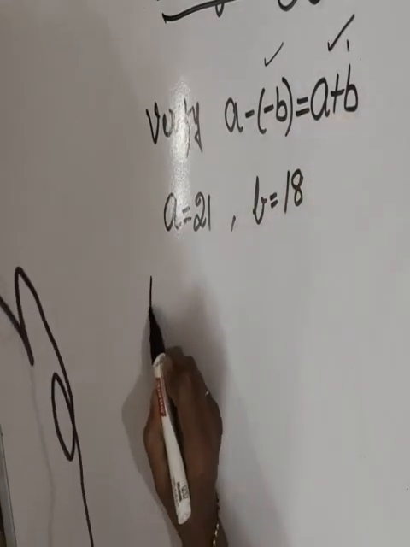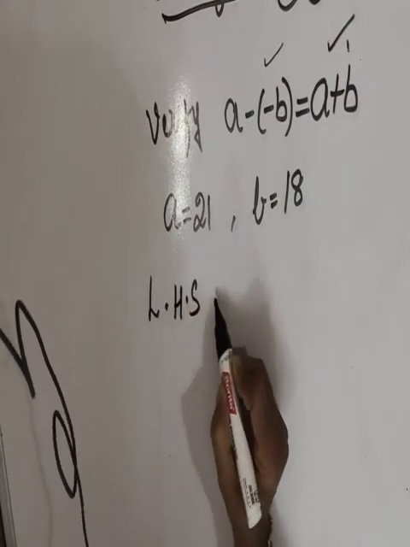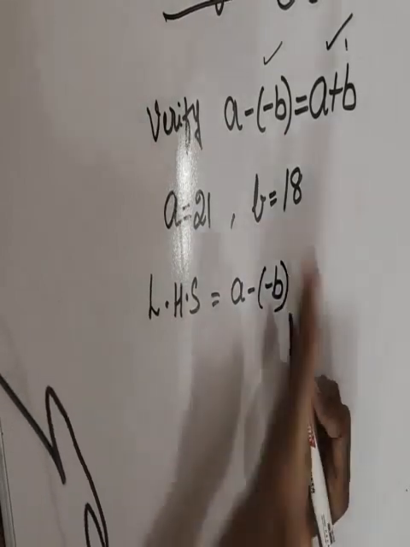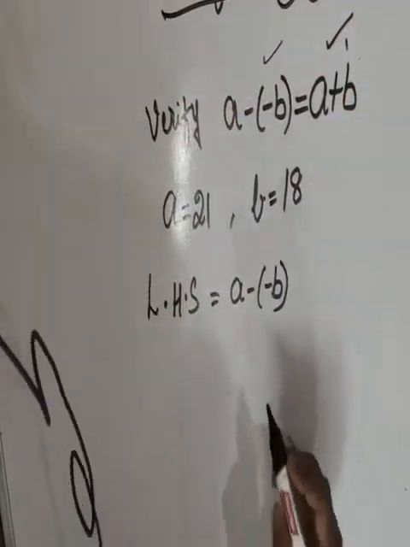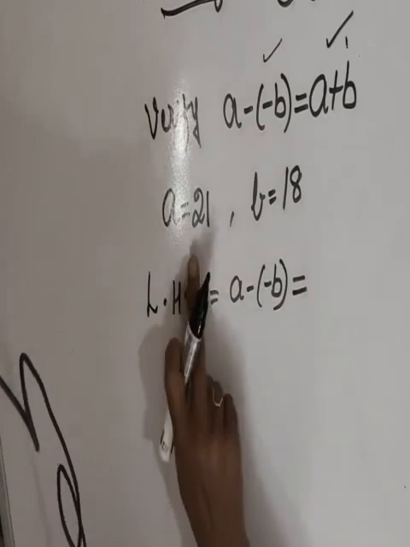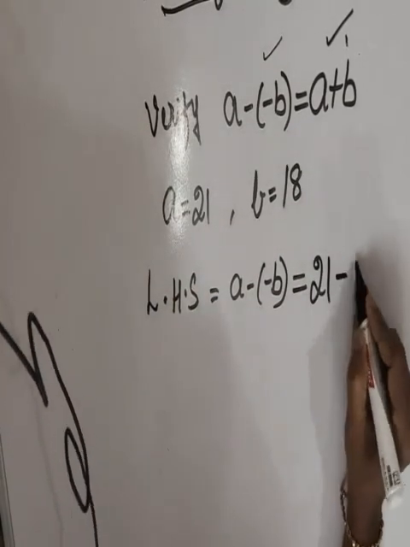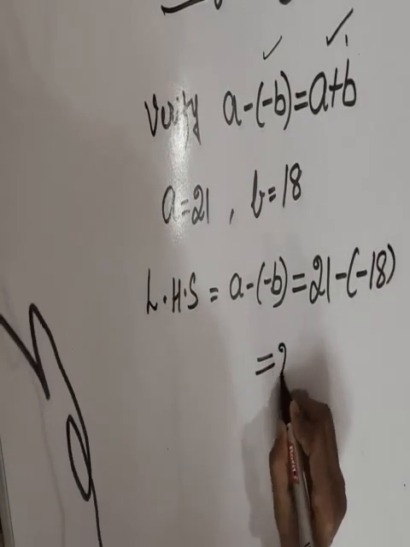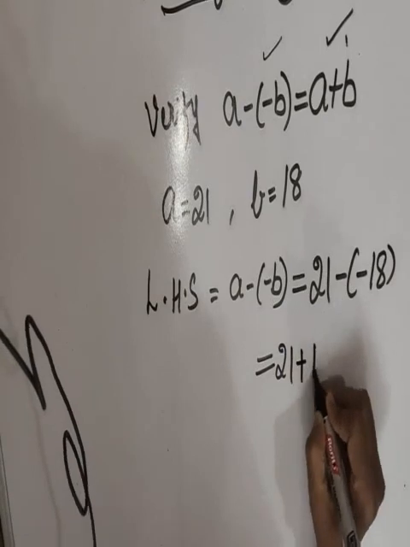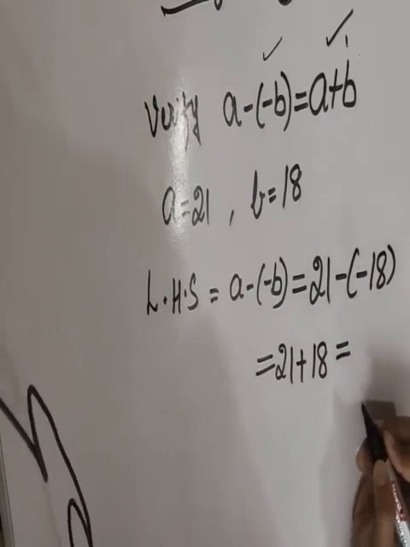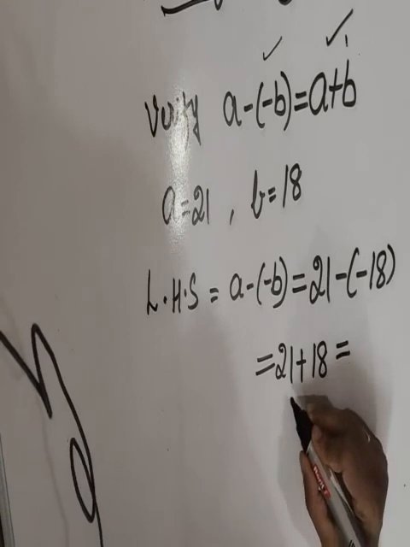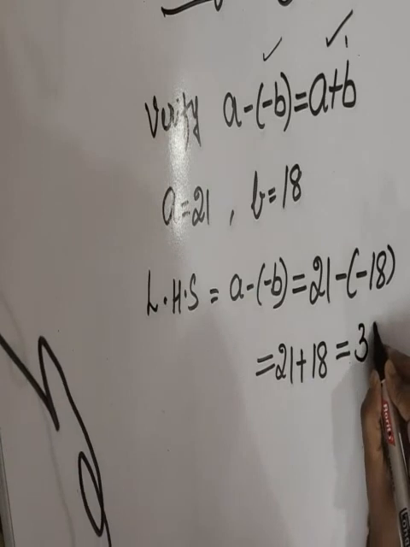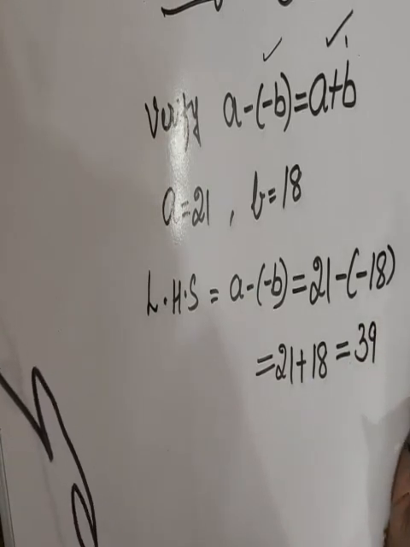Now first I will take the left hand side. What is there in the left hand side? a minus of minus b is there, isn't it? Left side, this is the right side. Now first I will substitute for this. a means 21, the sign will not get changed. b is 18. Now 21 minus minus is plus 18. How much? 18 plus 21 means 39. Is it correct?